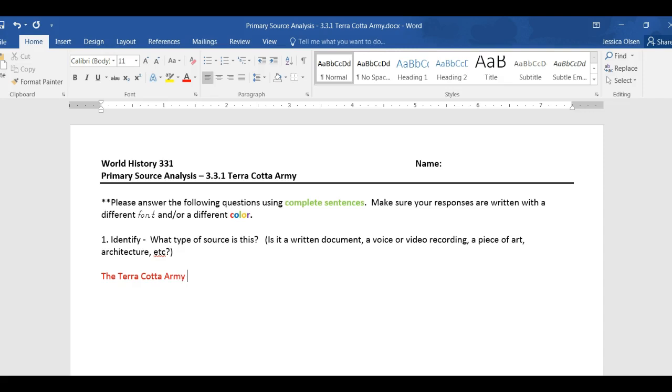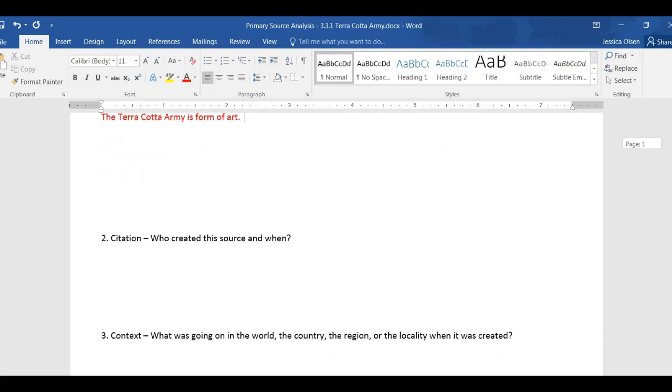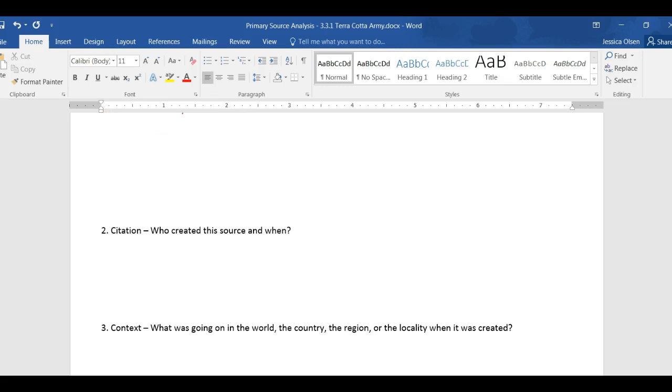The Terracotta Army is a form of art. There are many, many figures within the Terracotta Army, but really it is an art form because they are made out of terracotta, a type of clay. They were molded and sculpted and created that way. All right. The second question, scrolling down: who created this source and when?